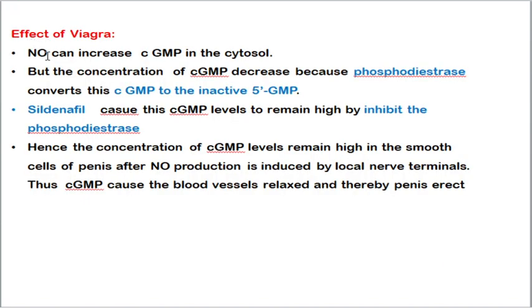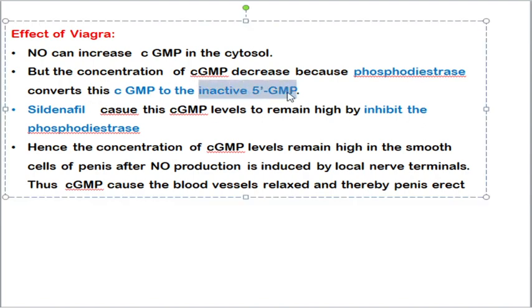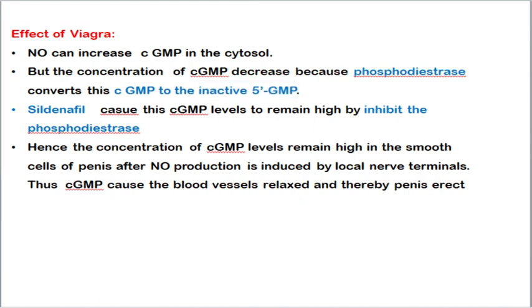Next, the effect of Viagra. First, this nitric oxide can increase the amount of cyclic GMP in the cytosol of endothelial cells as well as smooth muscle cells. But the concentration of cyclic GMP will start to decrease because another enzyme called phosphodiesterase will cleave the cyclic GMP and form an inactive form, that is 5-guanosine monophosphate.